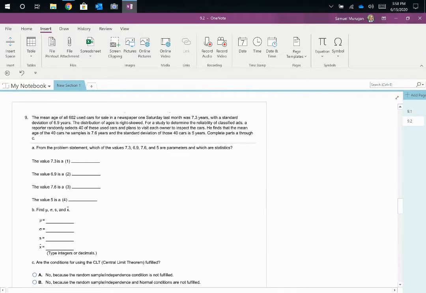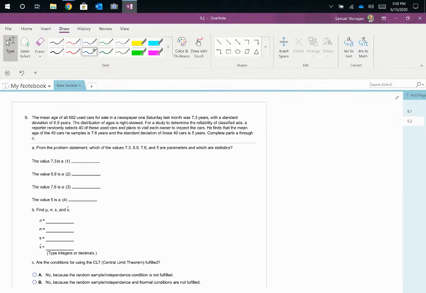So let's look at some of the problems. Questions 9 to 16 in the chapter homework are related to chapter 9.2. Question 9: the mean age of all 602 used cars for sale in a newspaper one Saturday last month was 7.3 years with a standard deviation of 6.9. The distribution of ages is right skewed. For a study to determine the reliability of classified ads, a reporter randomly selects 40 of these used cars and plans to visit each owner to inspect the cars. He finds that the mean age of the 40 cars he samples is 7.6 with a standard deviation of 5 years.